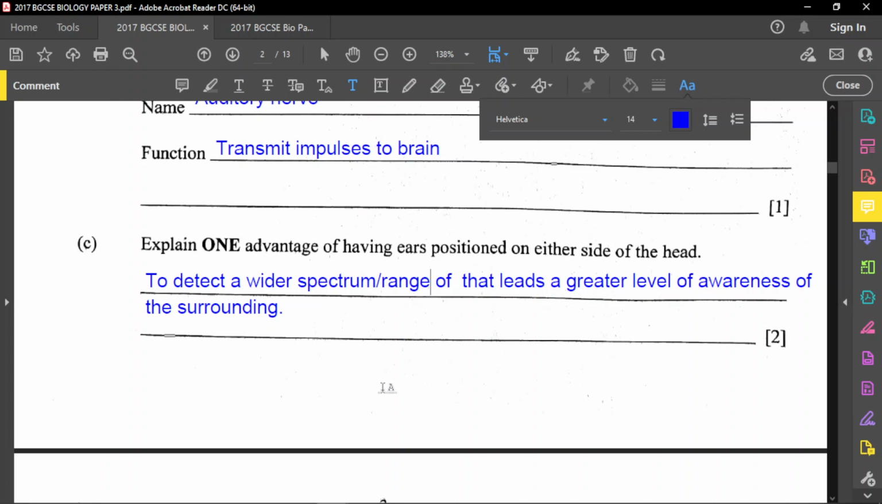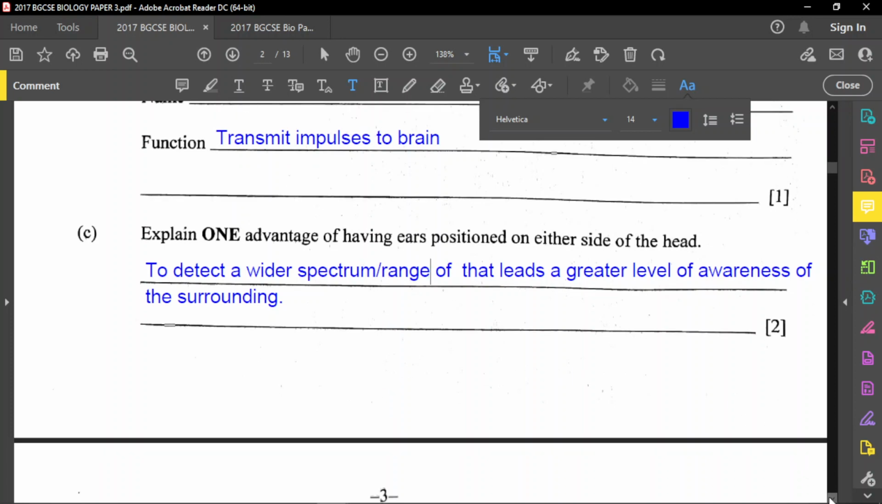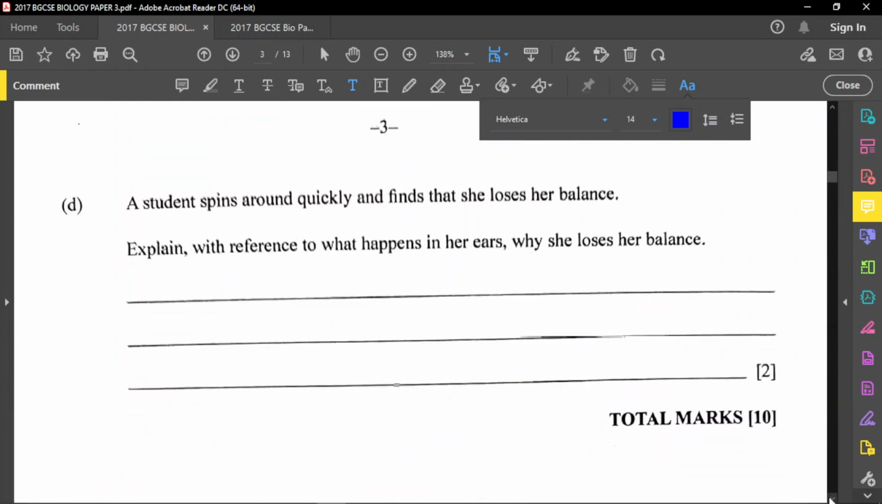All right. Next part of the question is part D, which is the last part of this question. It says a student spins around quickly and finds that she loses her balance. Explain with reference to what happens in her ears why she loses balance. And remember, balance is associated with the semicircular canal, right? But the semicircular canal contains fluid inside. There's some fluid inside of it.